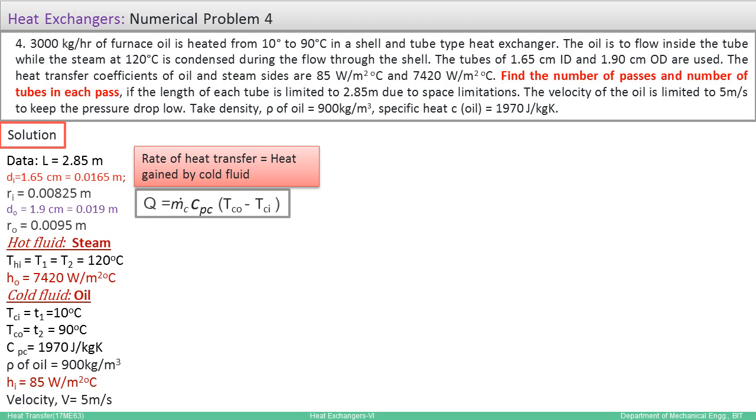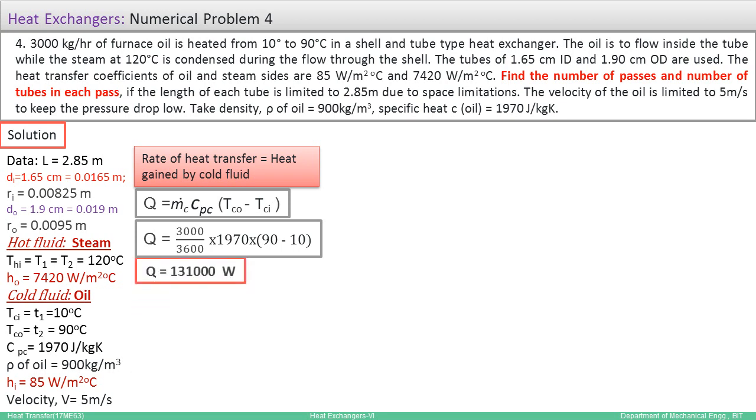from the equation for rate of heat transfer, Q is equal to m dot C into CPC into TCO minus TCI. From that you can find out what is the value of Q, that is rate of heat transfer, because we know m dot C and we also know CPC, and the inlet and outlet temperatures of cold fluid are also known. So we get value of Q as 131000 watts.